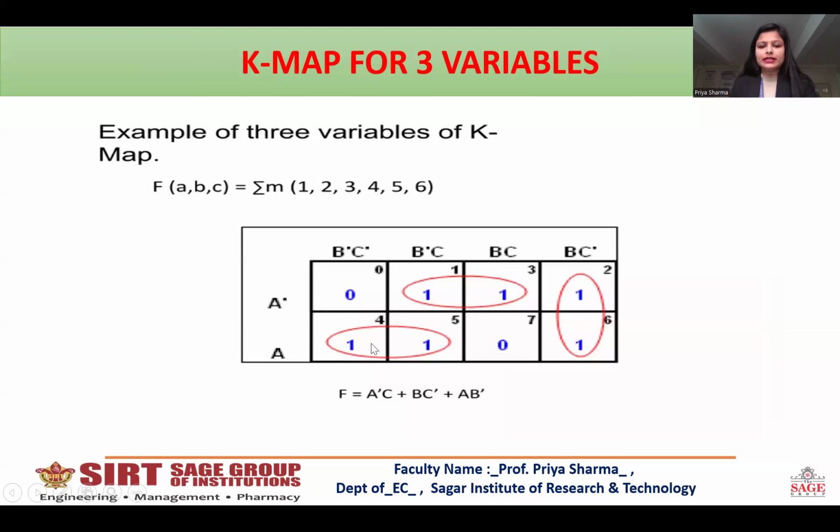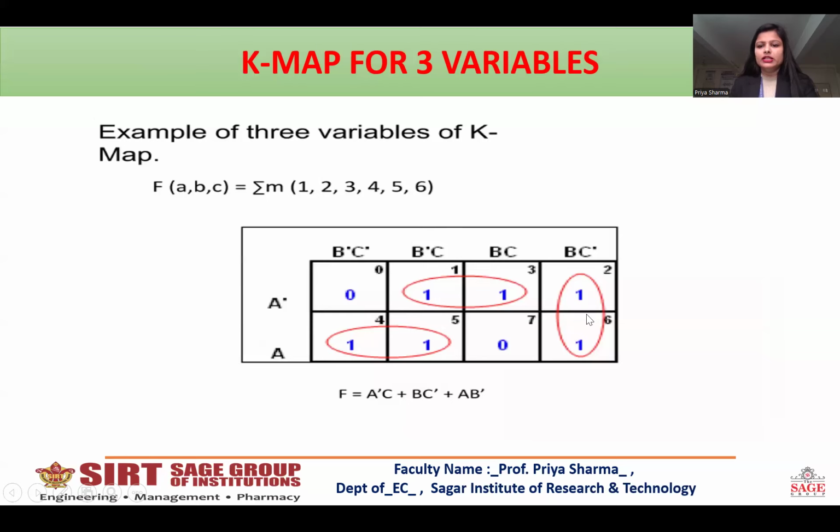Similarly, for this term, it is common for the x-axis, it is a. And for the y-axis, b bar is the same, but c is changing from c bar to c. The variable which changes, we leave it, and the variable which remains the same, we take. So we'll take b bar. So the minterm for this 4 and 5 function is a b bar.